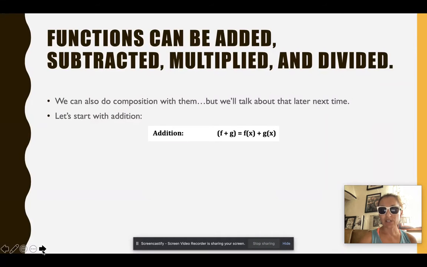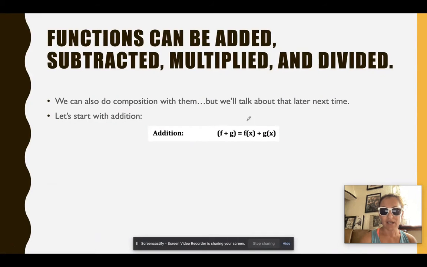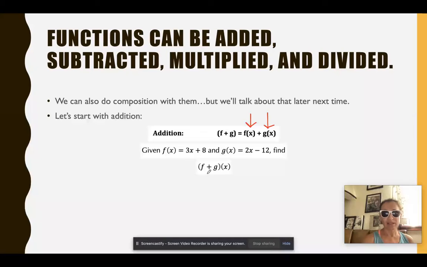Addition looks like this. When you have f plus g, it means take the f function and literally add to it the g function. Let's take a look at an example. Let's say that the f function is defined as 3x plus 8, and the g function is defined as 2x minus 12, and you're told to do this.